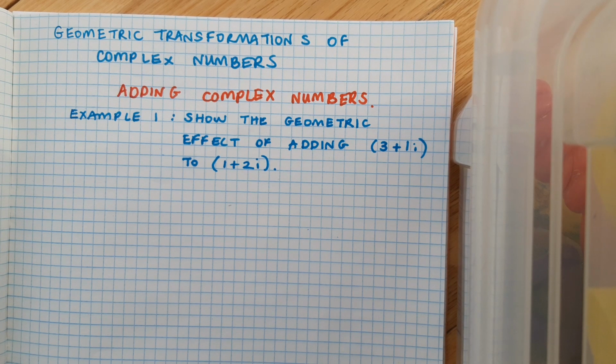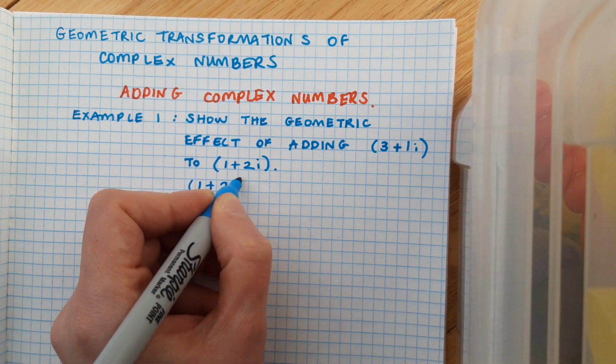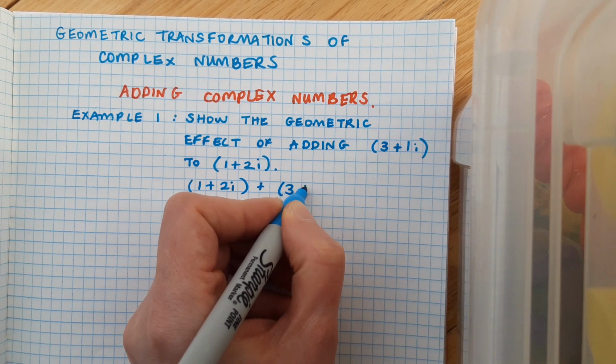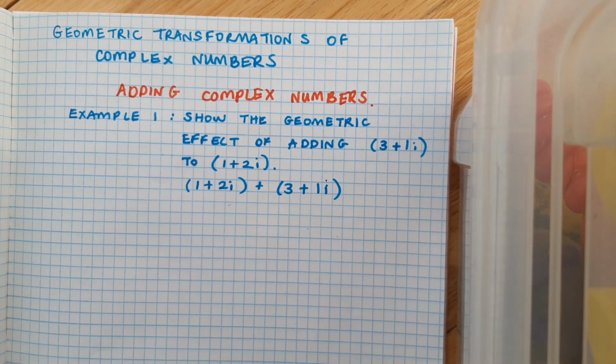My first example is going to be showing the geometric effect of adding 3 plus 1i to 1 plus 2i. So really I'm looking at 1 plus 2i plus 3 plus 1i. Now obviously if we were going to just work this out, it's really straightforward. Add the reals, you get 4, add the imaginary components, you get 3i. 4 plus 3i is the answer. But how does it look in an Argand diagram?